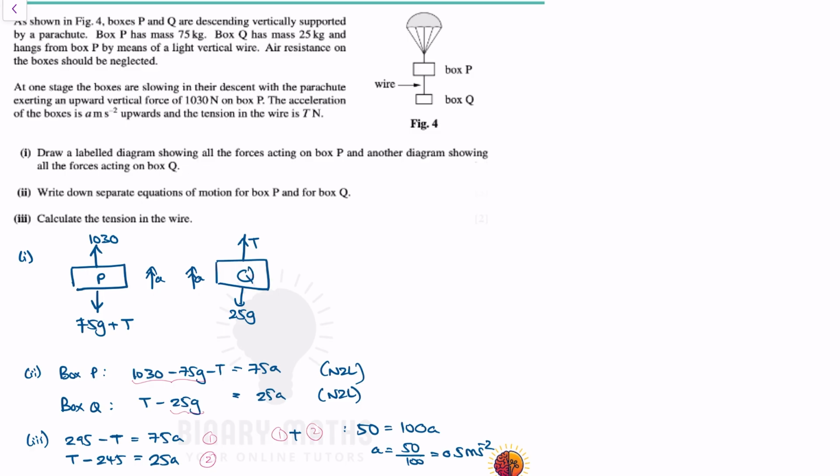But that's not what we're trying to find out. We're trying to find out T, so we can use either of these equations. Substitute a is equal to 0.5 into equation 2. Then we get T minus 245 is equal to 25 times 0.5, which means T will be equal to 12.5 plus 245, which means T is equal to 257.5 newtons.